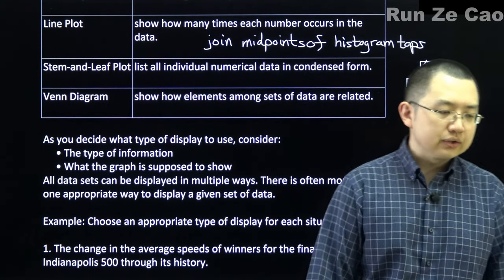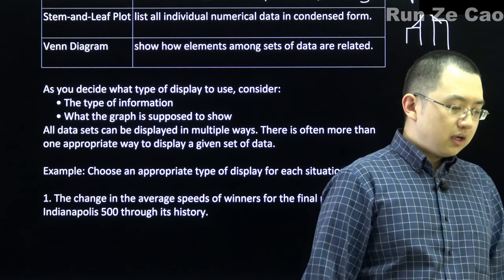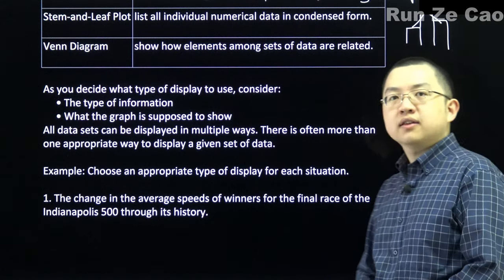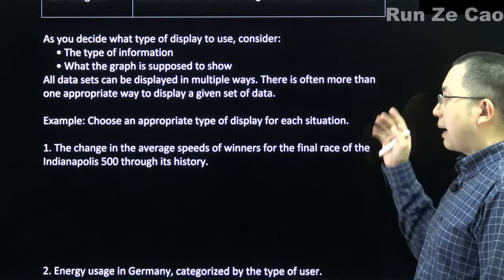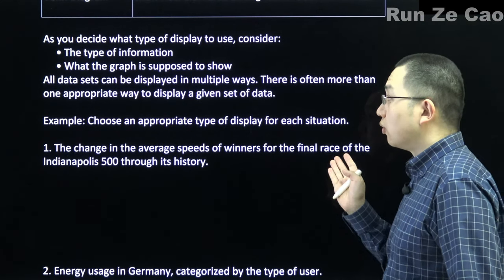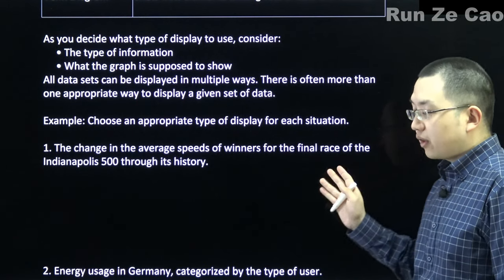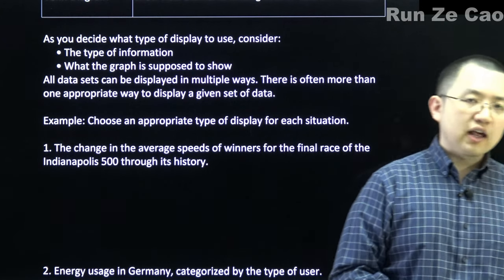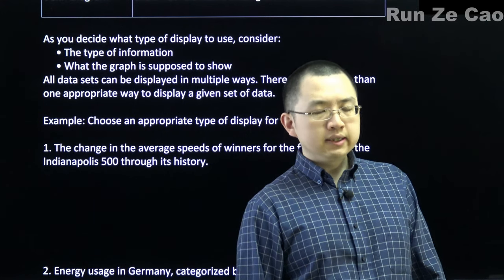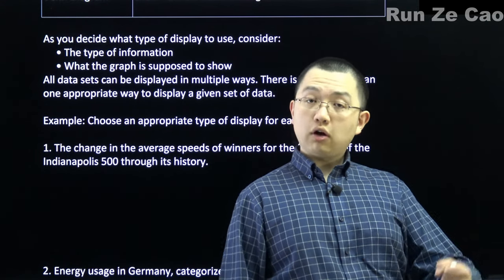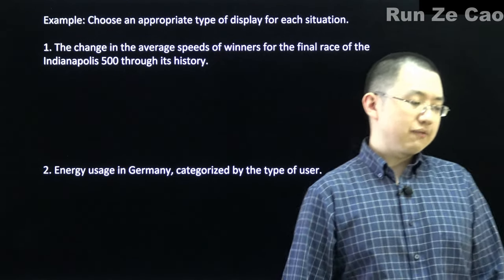Stem and leaf plot: you list all the individual numerical data in condensed form, so it's a bit shorter. Venn diagrams show how elements among sets of data are related. When you're deciding what type of display to use, consider the type of information and what the graph is trying to show. All data sets can be displayed in many ways, and there's often more than one appropriate way to display a given set of data, like say cars passing by an intersection divided up by color. Well then, you could use a bar graph, you could also use a pie chart or a circle graph. Pie charts are another name for circle graph.